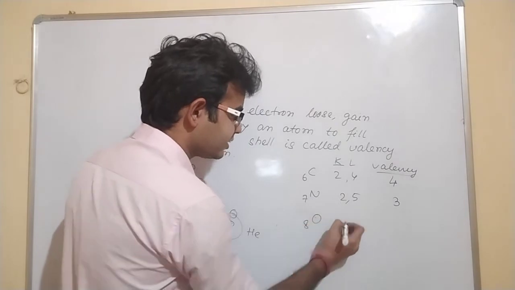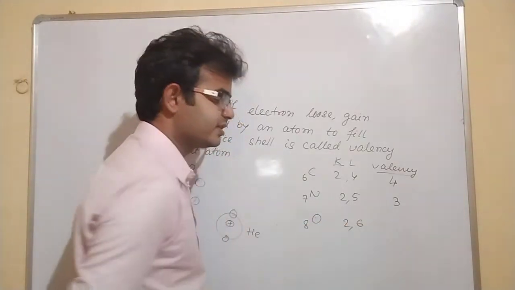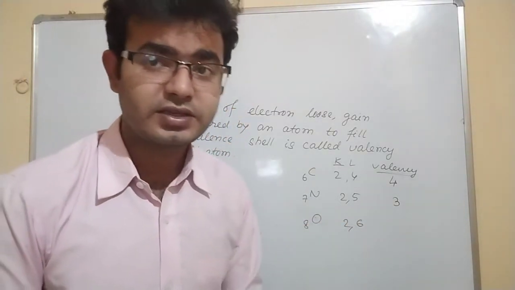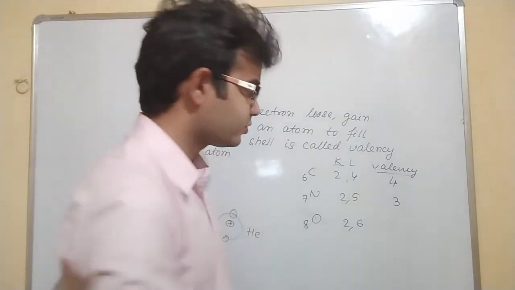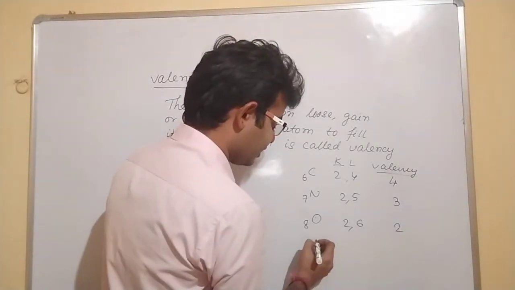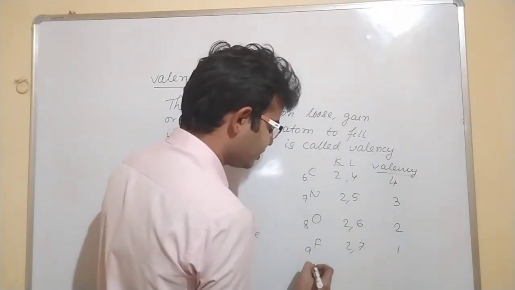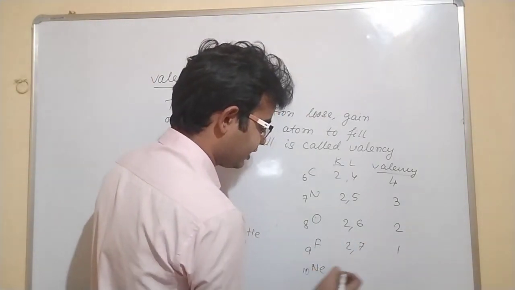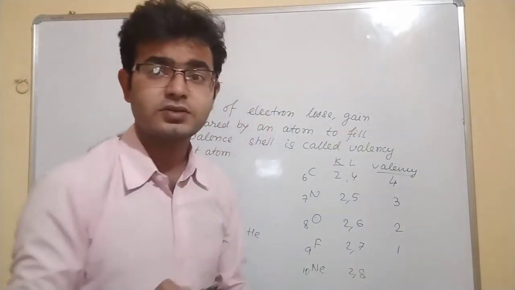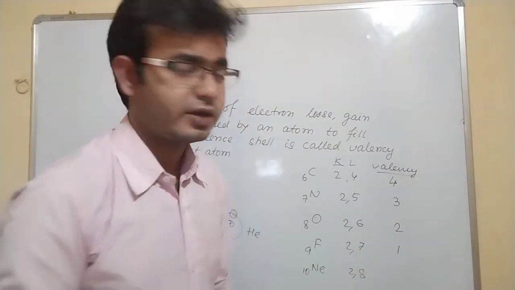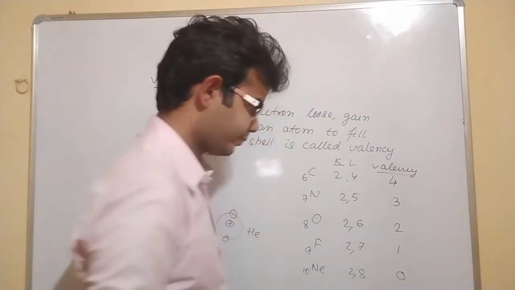Let this one be oxygen, atomic number 8, 2,6 is the electronic configuration. As the valence electron is 6, it will gain 2 electrons, so valence will be 2. Next, fluorine 9, 2,7, so its valence will be 1, and neon, atomic number 10, 2,8. As its valence shell is filled, it will not lose or gain electrons, so the valence will be 0.